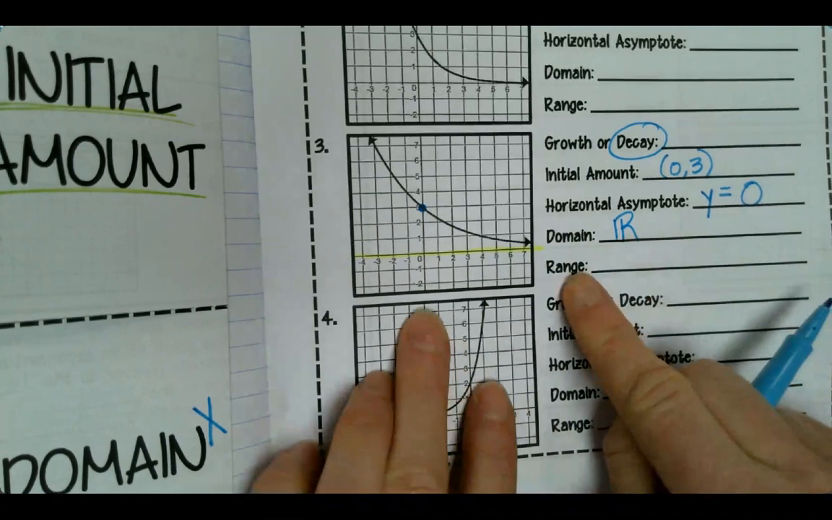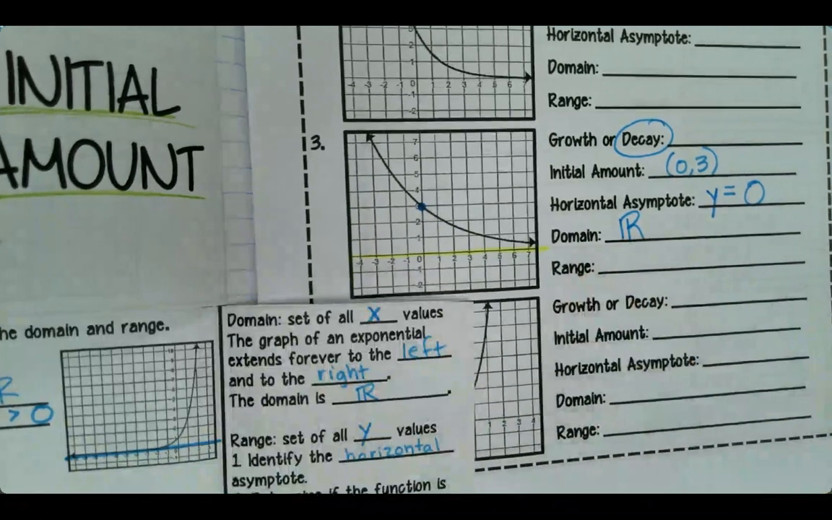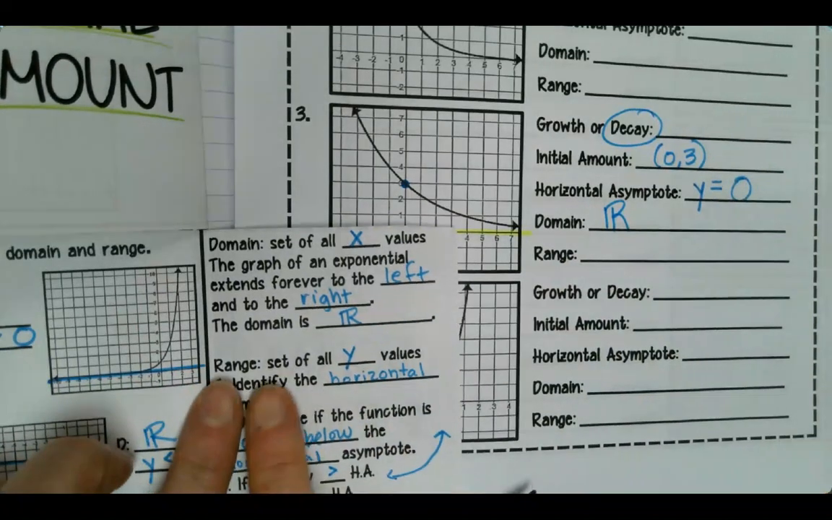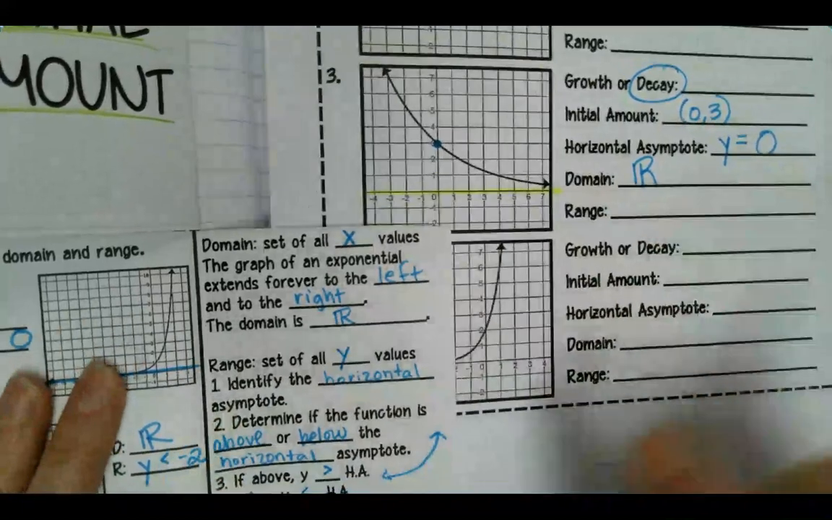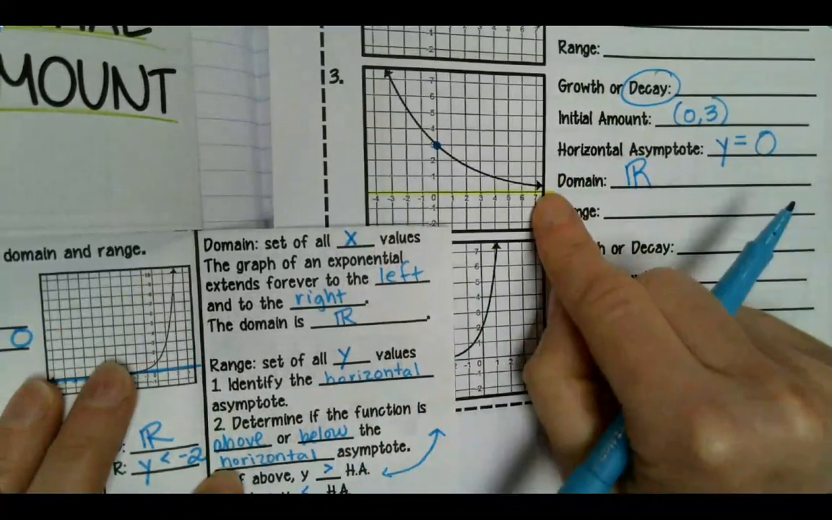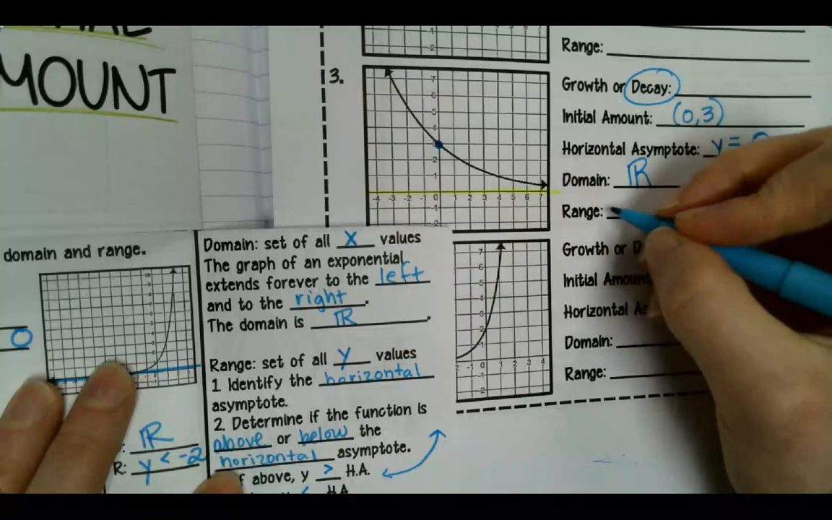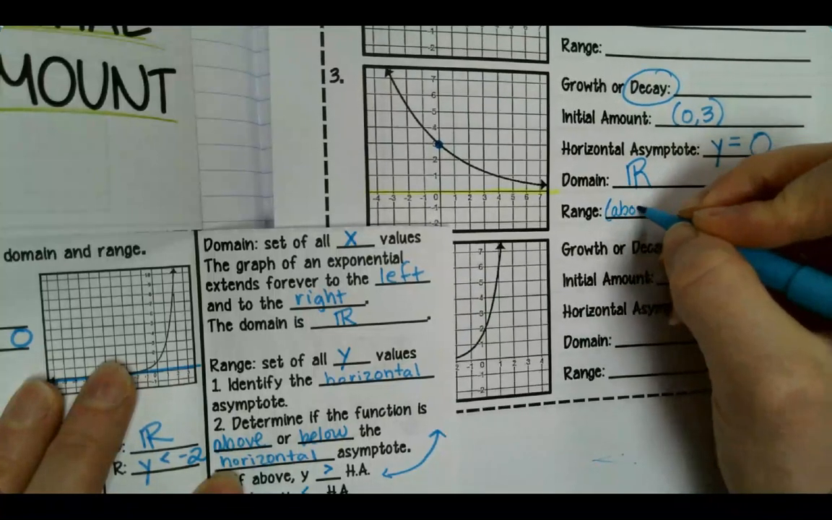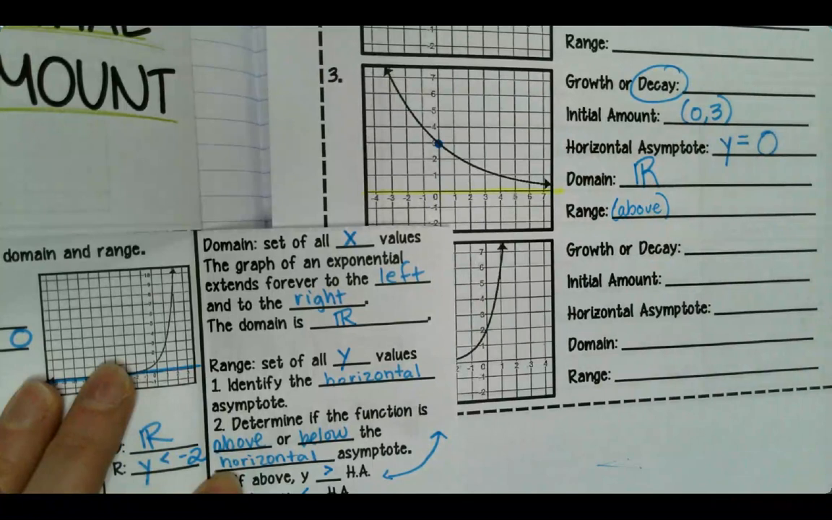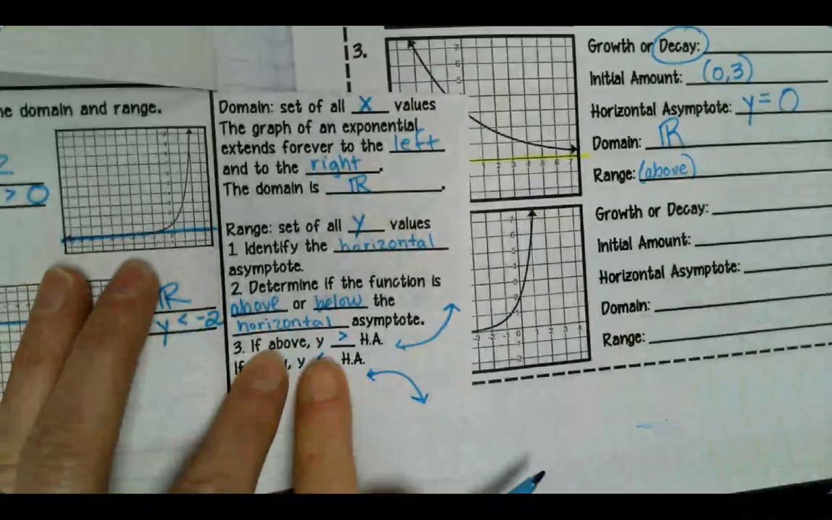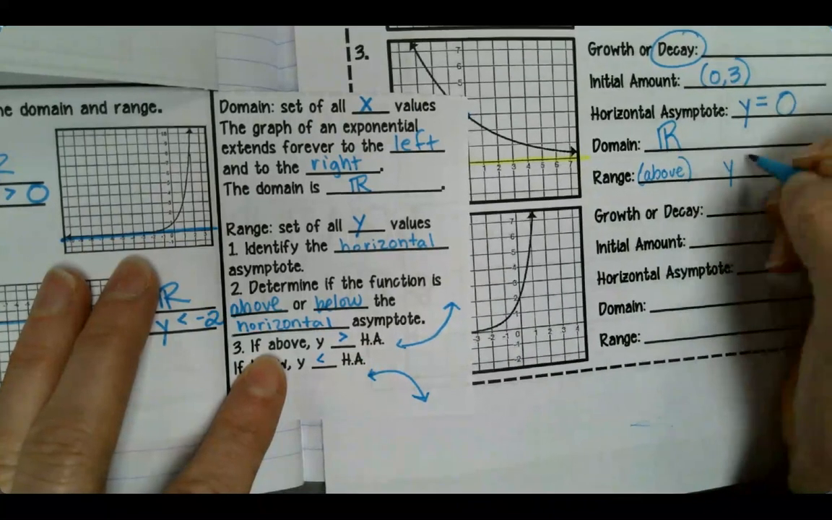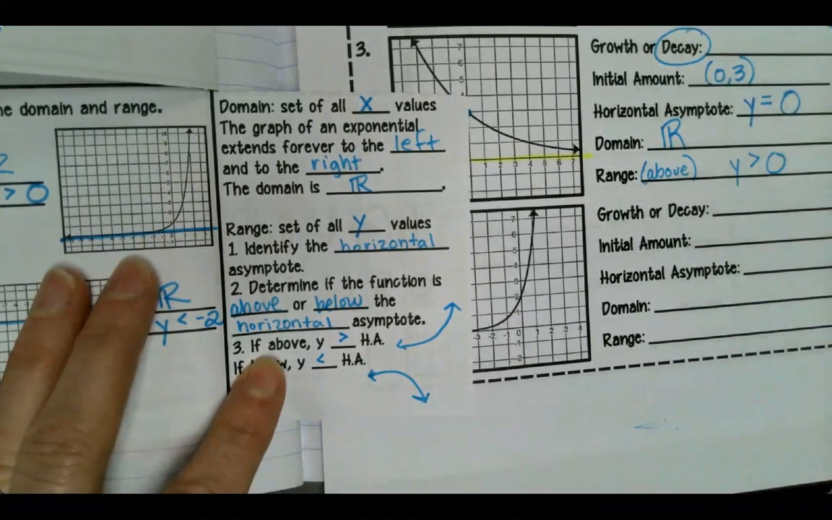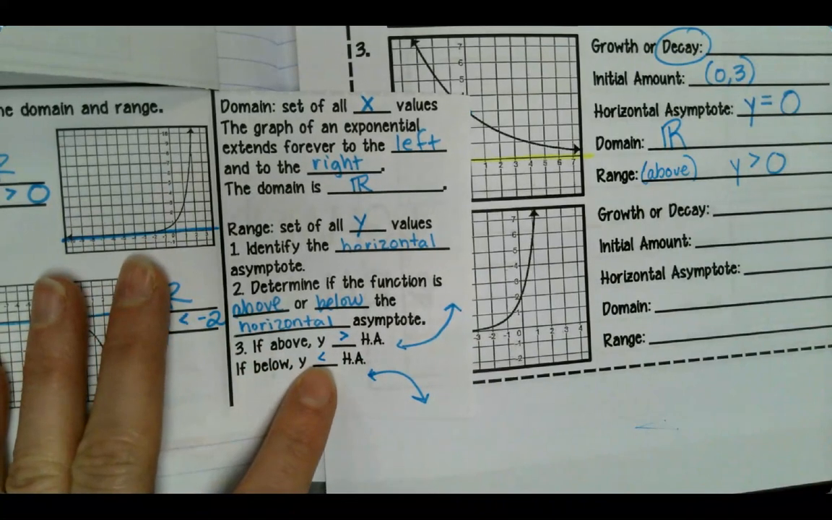Then our range, it's going to be determined by your asymptote. So look back over here. It says set of all y values. Identify the asymptote, which we highlighted. Determine if the function is above or below. The function is above. I'm going to write here above. So since it's above, I'm going to use this. y is greater than the horizontal asymptote. So y is greater than 0. If it was below, then you would say y is less than whatever value that is.